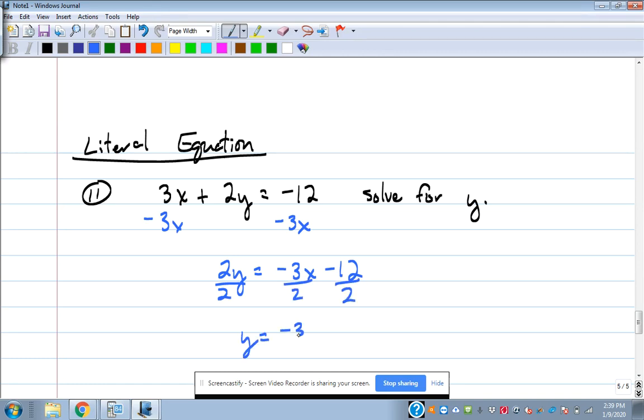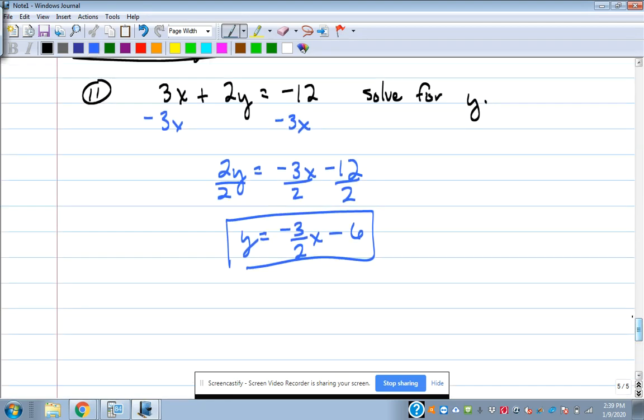And that doesn't go evenly, so I'm just going to leave it 3 over 2. And then 2 goes into negative 12, negative 6 times. And it's a slope-intercept form equation is what that ends up being. That's what we've done the most of, but it's not necessarily the only type of literal equation. But we've done the biggest part of our problems in life, in algebra class anyway. We've done it that way.